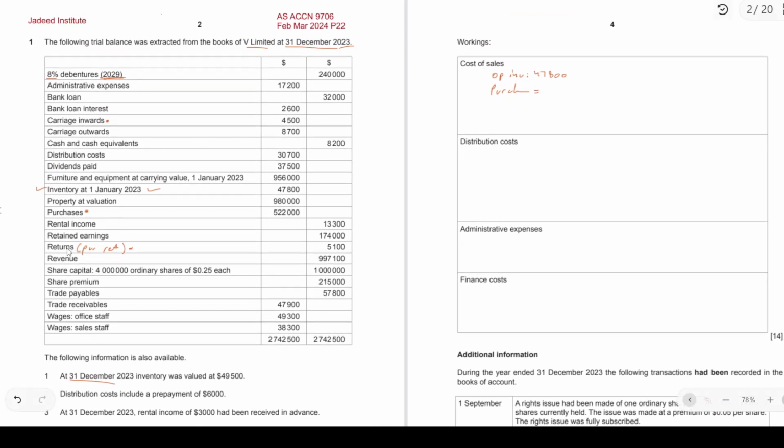So in purchases, you have 522,000 plus carriage inward, 4,500, minus purchase returns, 5,100. That's opening inventory plus purchases minus closing inventory, which is simply 49,500.